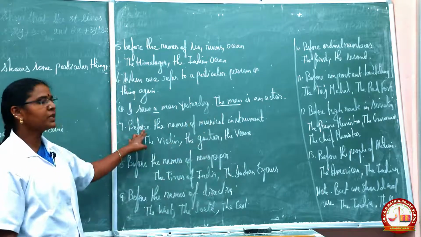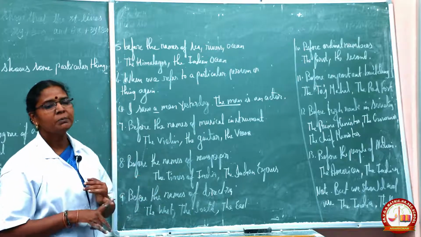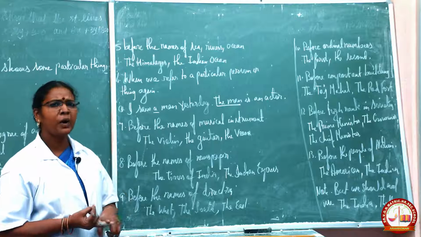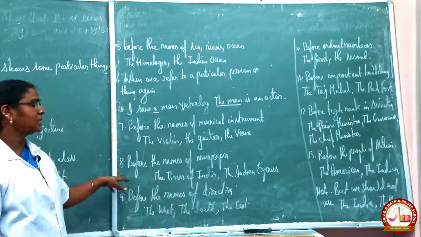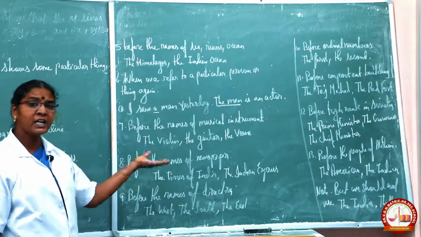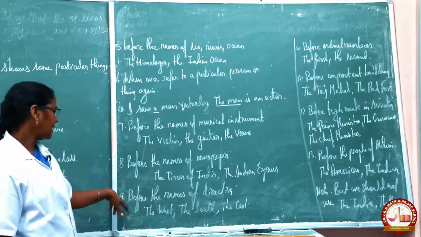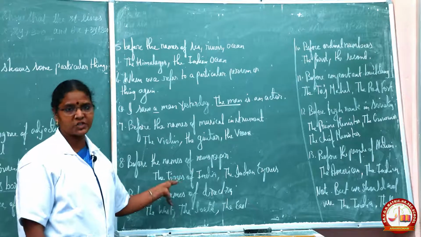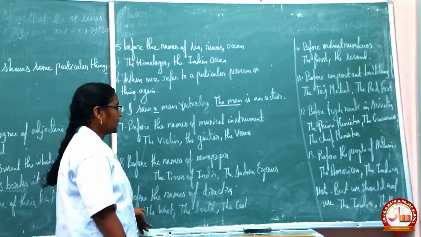Next, before the names of musical instruments, we can use the. For example, the guitar, the violin, the tabla, the mridangam, like that. Next, the is used before the names of newspapers. For example, the Indian Express, the Times of India, like that. Next, the is used before the names of directions: the east, the west, the south, the north, like that.